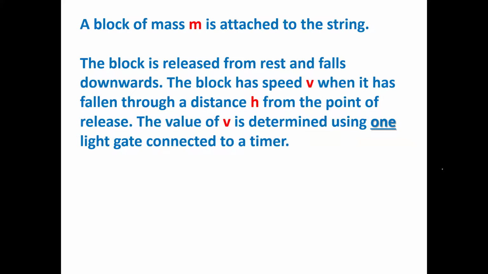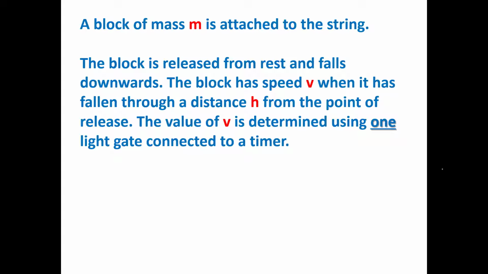Actually, one light gate is sometimes more challenging because with two light gates, the first light gate starts the timer and the second light gate stops the timer. So here you have to use one light gate. I hope the story is clear. It's a simple question, but normally what paper 5 gives as a challenge is that you have to narrate everything in a practical sense. A block of mass m is attached to the string.